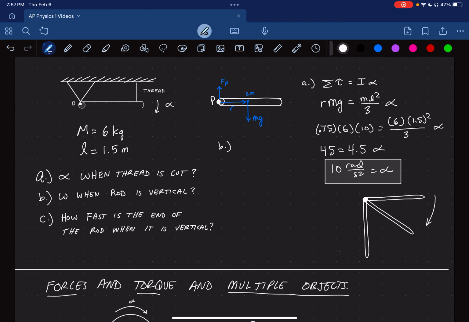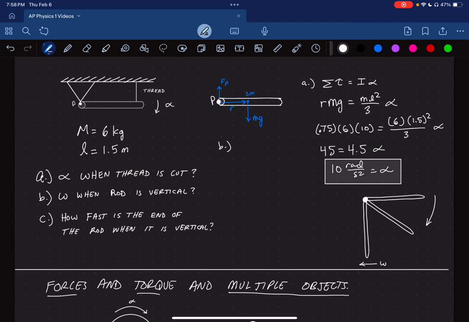I mean, it'll keep moving, it'll kind of oscillate back and forth here, but anyway, that's what it looks like. We want to know what is omega when that rod is vertical. And you can pause the video and think about what you would do. How would you calculate omega?